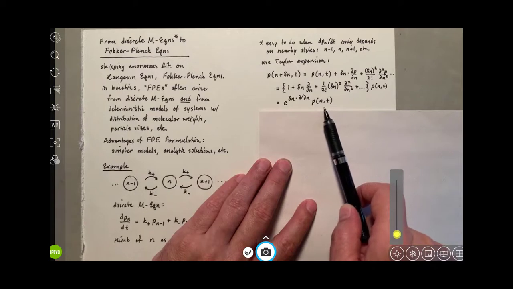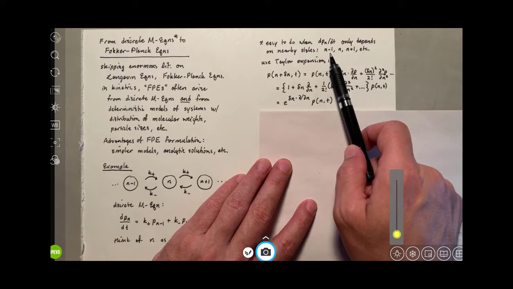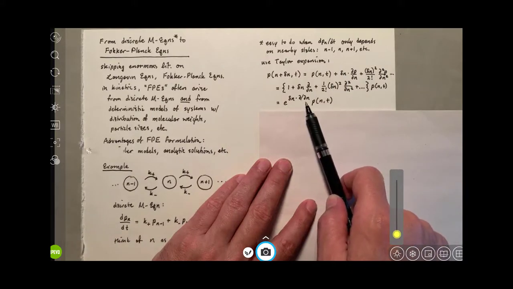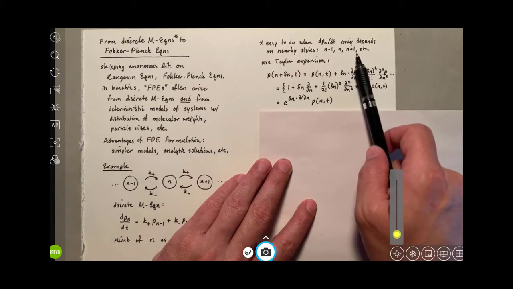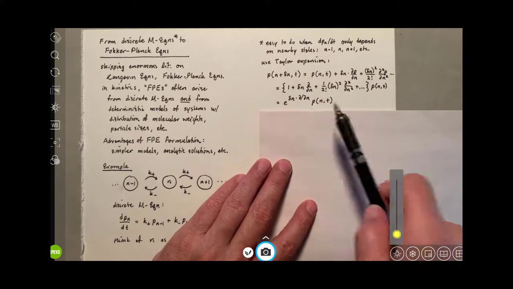Now, the advantage of doing this is that we can then go in and everywhere we see an n minus 1, a p sub n minus 1, we're going to replace it with an e to the minus derivative with respect to n. Everywhere we see an n plus 1, we're going to replace that with an e to the plus derivative with respect to n.